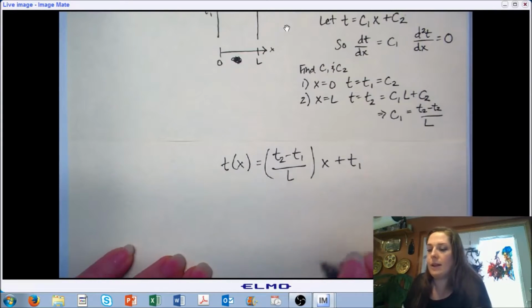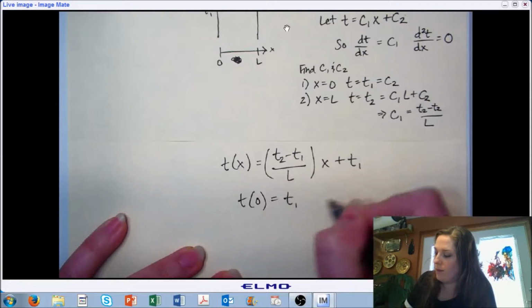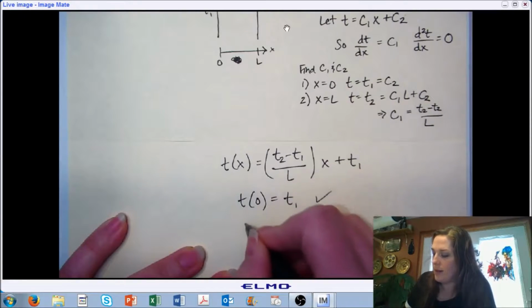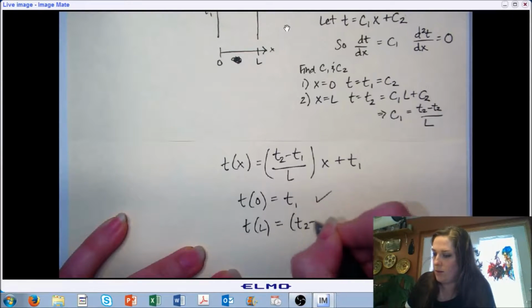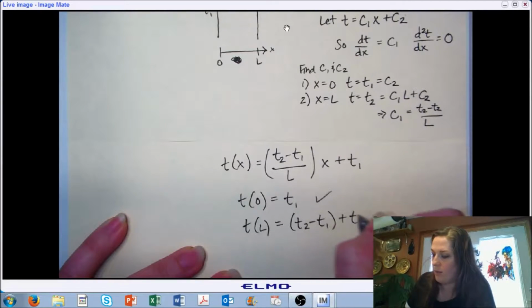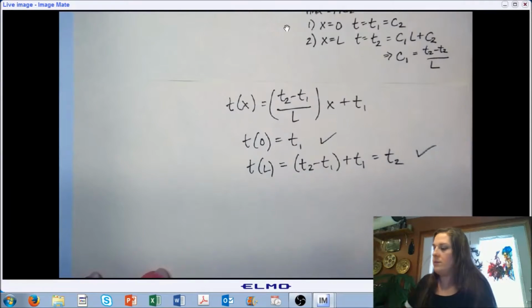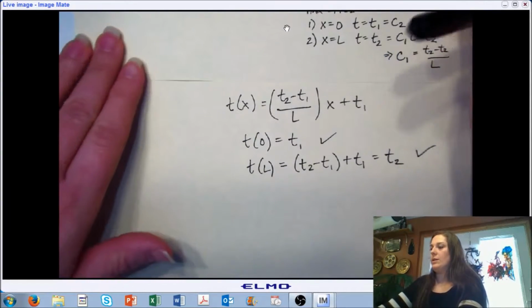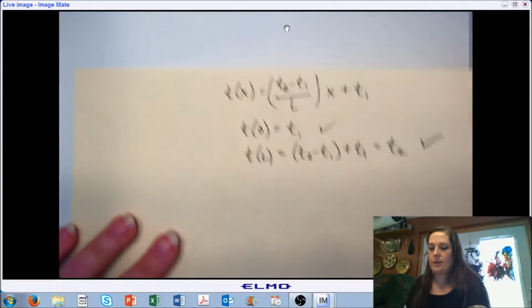All right, and let's just check it. So T at 0 is equal to T1, and that's what we expect. And T at L is equal to T2 minus T1 plus T1, which is equal to T2, and also what we expect. Okay. So just a little exercise to kind of demonstrate the governing equation in practice.